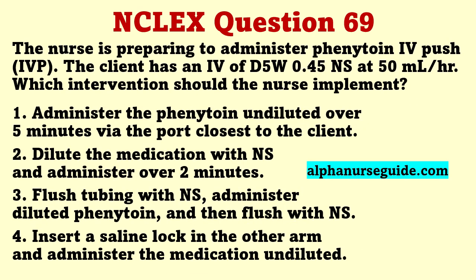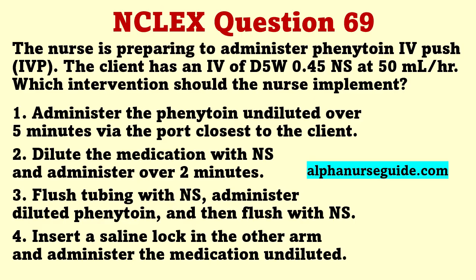colonoscopy. The nurse is preparing to administer phenytoin IV push. The client has an IV of D5W 0.45 normal saline at 50 milliliters per hour. Which intervention should the nurse implement? 1. Administer the phenytoin undiluted over 5 minutes via the port closest to the client. 2. Dilute the medication with normal saline and administer over 2 minutes.